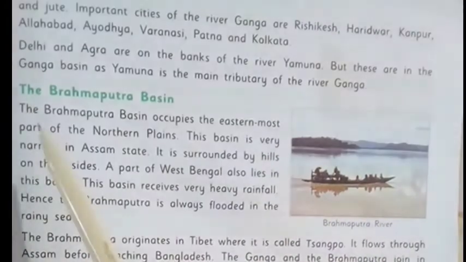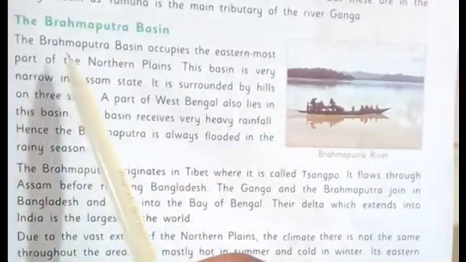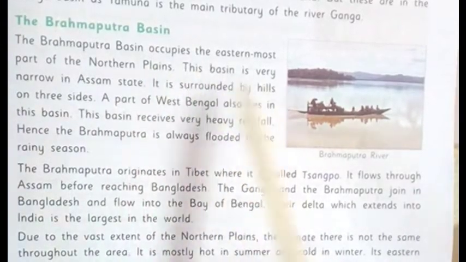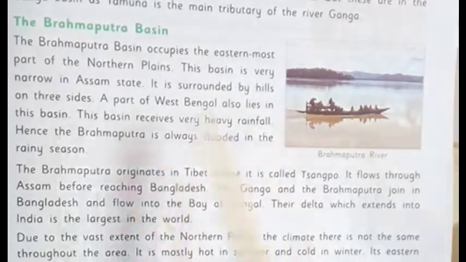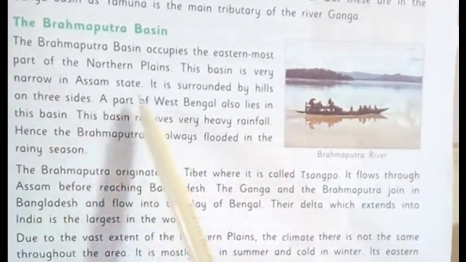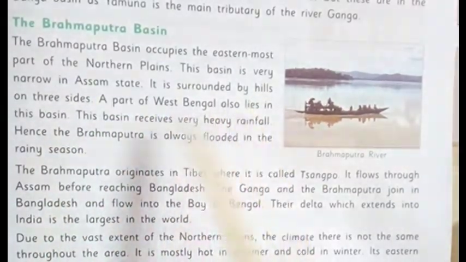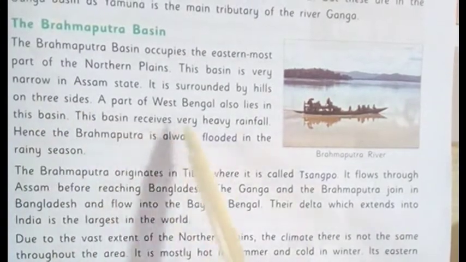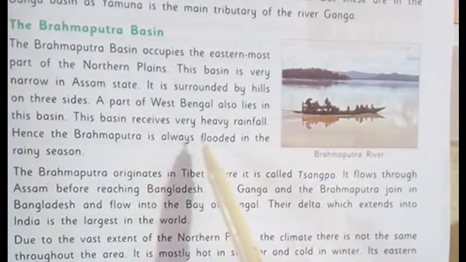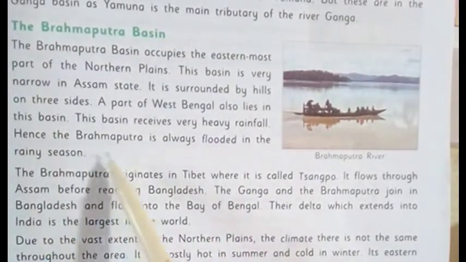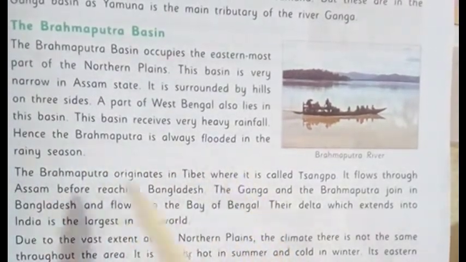Now we'll come to the Brahmaputra Basin. The Brahmaputra Basin occupies the easternmost part of northern plains. This basin is very narrow in Assam state. It is surrounded by hills on three sides. A part of West Bengal also lies in this basin. This basin receives very heavy rainfall, hence the Brahmaputra is always flooded in the rainy season.